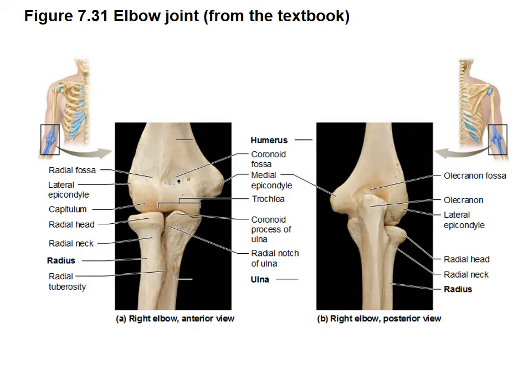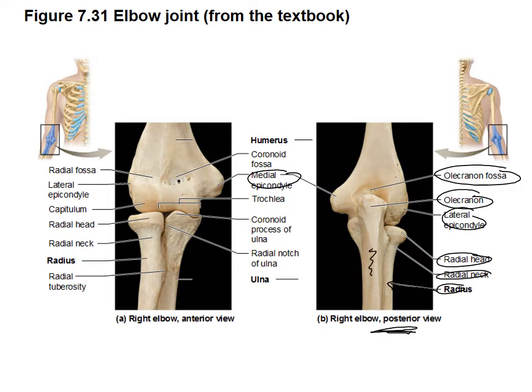So here's the elbow joint. This is showing actual bones, from your textbook, and we have an anterior view. We'll start with the posterior view on the right over here. You have the olecranon, the olecranal fossa where the olecranon fits into, and the lateral and medial epicondyles of the humerus. Then you have the radial head fitting in here and the radial neck. And here's your radius, and this is the ulna here.